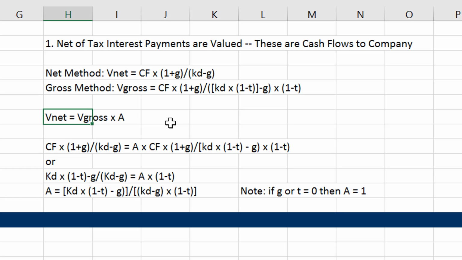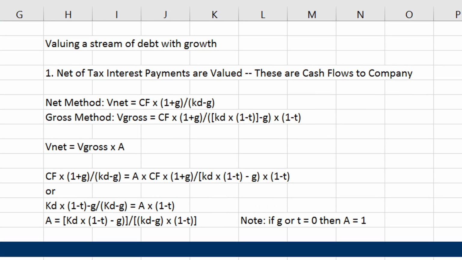Okay, and we can find an adjustment factor. A is the adjustment factor. So I put these together, you rearrange the formula, and you find the adjustment is kd times 1 plus g times 1 minus t minus g divided by kd minus g. See, it's a little bit different. And when you do all of that, if the t is 0, this adjustment factor becomes 1. If the g is 0, it becomes 1 again.